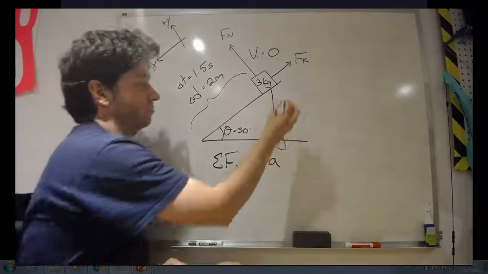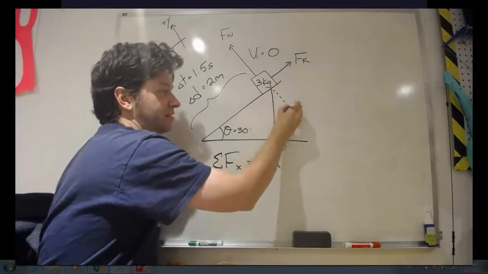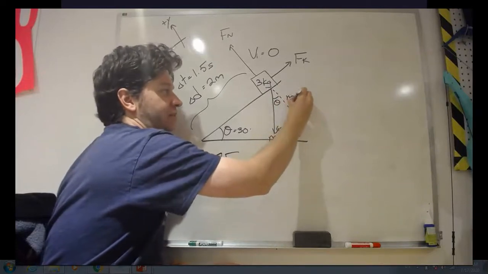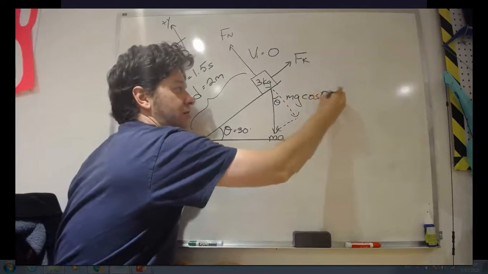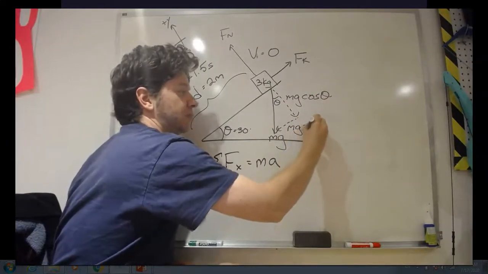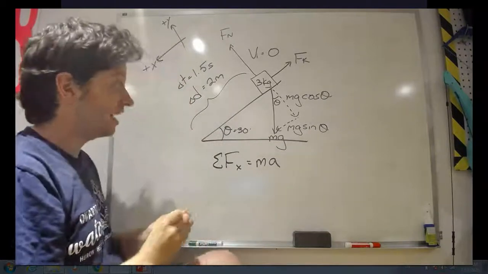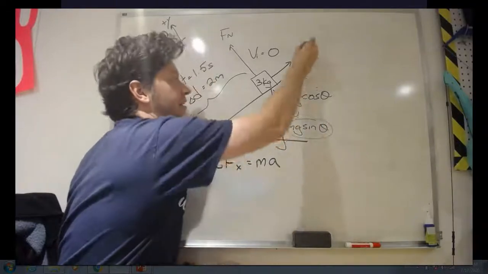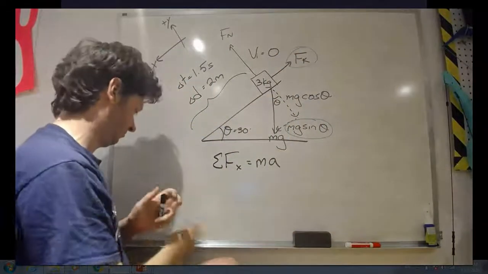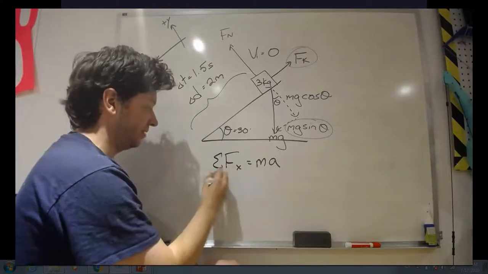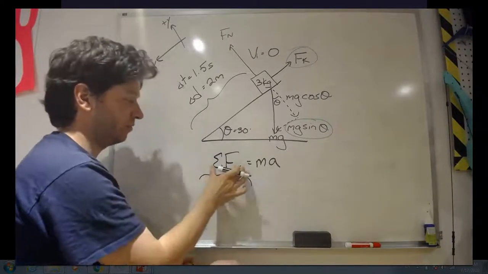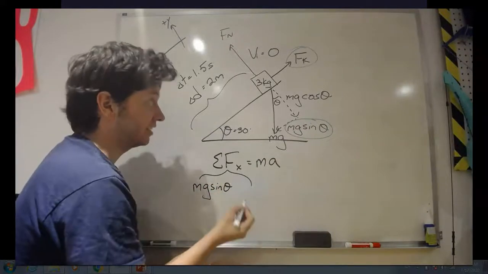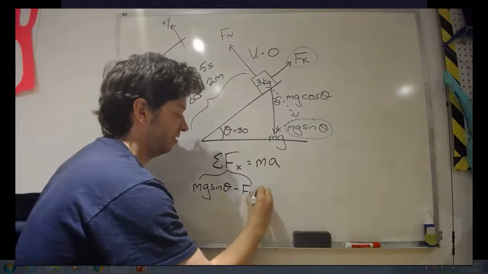Well, we actually forgot to put gravity into components, so let's do that because it's not aligned with our coordinate system. So this is theta, so this is mg cos theta. This is mg sine theta. And we actually have two forces in x. We have this component of gravity and friction. So we can split up our forces in x to be mg sine theta. Friction is in the opposite direction, so minus fk equals ma.